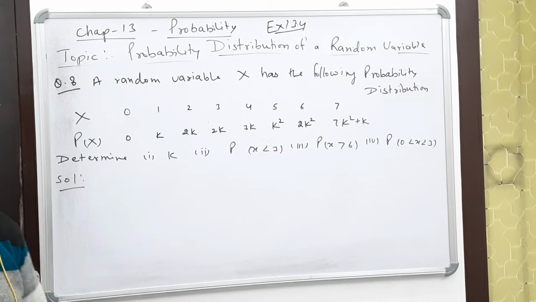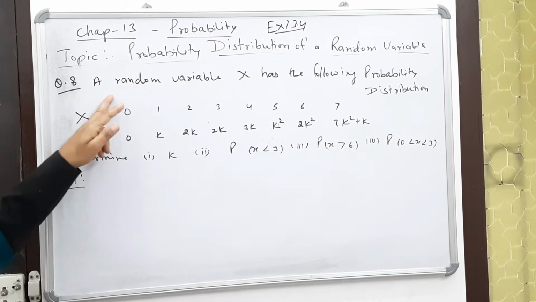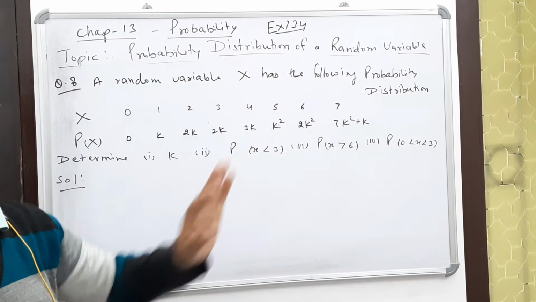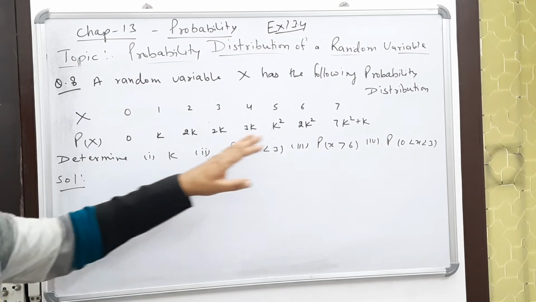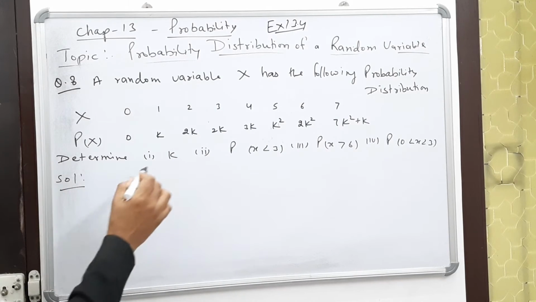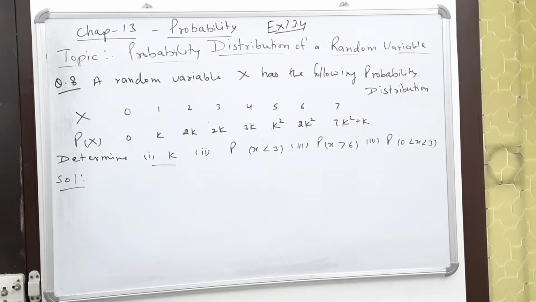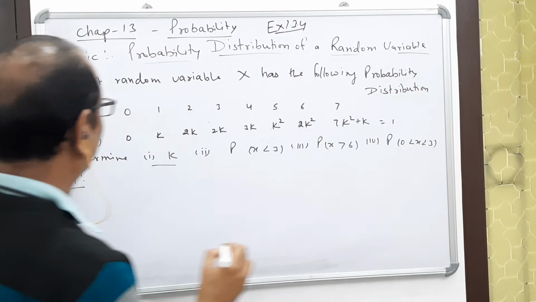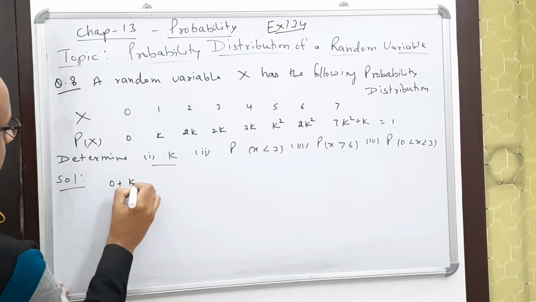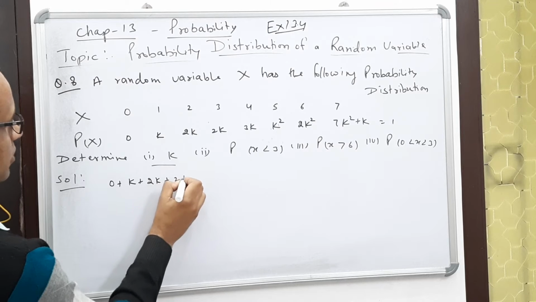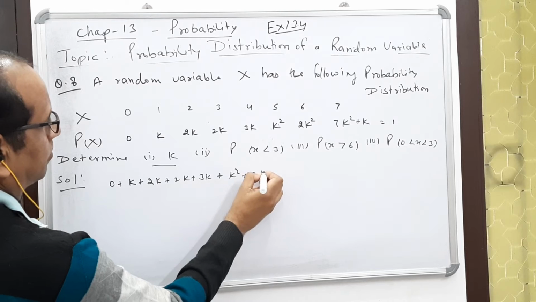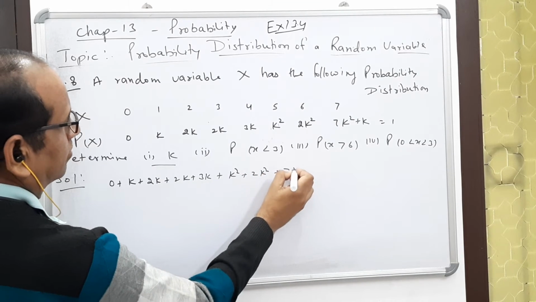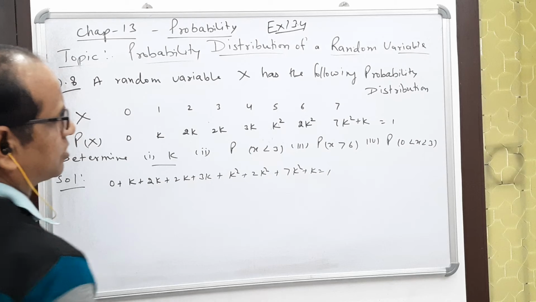Yes, the last type of sum of the probability: a random variable X has the following probability distribution. The value of X is 0 to 7 and these are their probabilities. And it is told here to find the value of k. You all know that because X is a random variable, the total will be 1. That is 0 plus k plus 2k plus 2k plus 3k plus k square plus 2k square plus 7k square plus k equals 1.